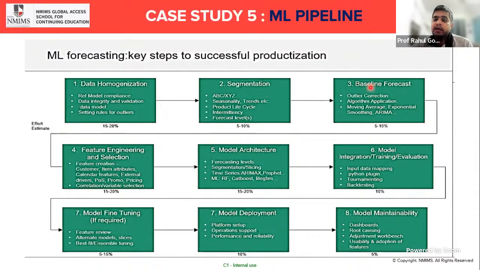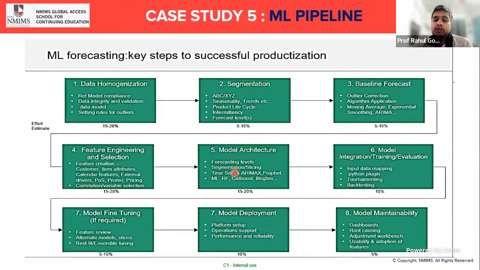Under the baseline forecasting step, we do outlier correction and apply algorithms. We first calculate forecast using simple methods like moving average, exponential smoothing, ARIMA. After that, we get into some additional complex steps in machine learning, which is feature engineering and selection. We create features around item attributes, time attributes, and the demand driver attributes. We do correlation analysis to see which features are important and which are not, positively correlated, negatively correlated.